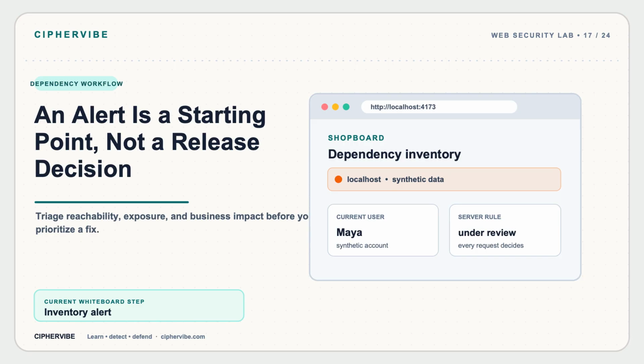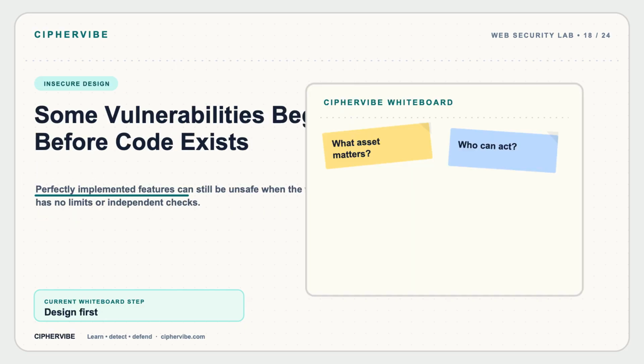The team does not blindly bump every version or ignore the alert. They confirm the component is present, understand whether the affected code path is used, consider exposure, update through the approved source, and test the application. This turns a noisy dependency list into a controlled engineering decision with evidence. The next check happens before implementation.